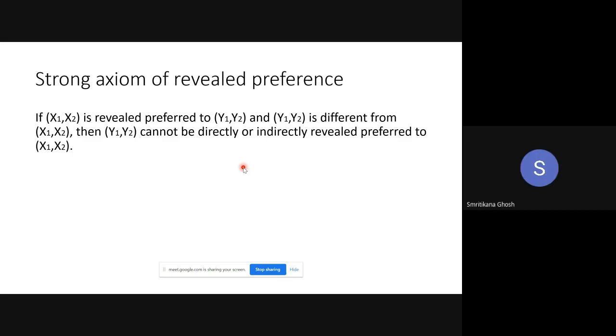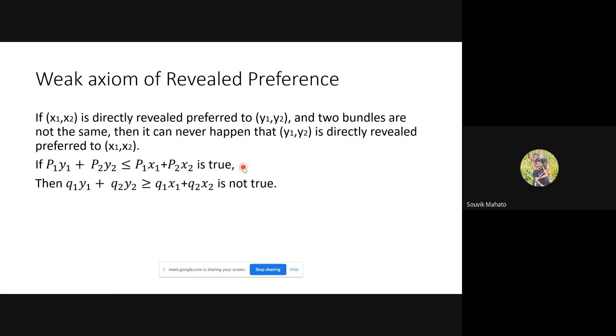Ma'am, I'm showing the weak axiom, y1, y2 is not directly revealed preferred, but it can be indirectly revealed preferred. Yes, that is what I said. I said already that y1, y2 is not directly revealed preferred, but indirect revealed preferred may happen if weak axiom is true. But if we apply the strong axiom, that will also be cancelled out. That option will not be there.